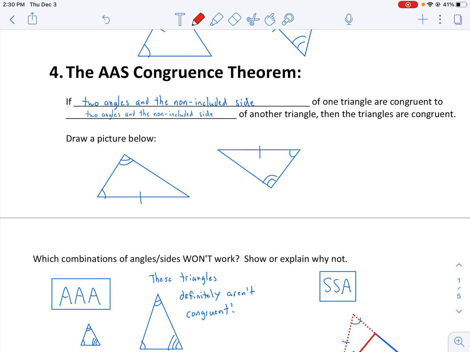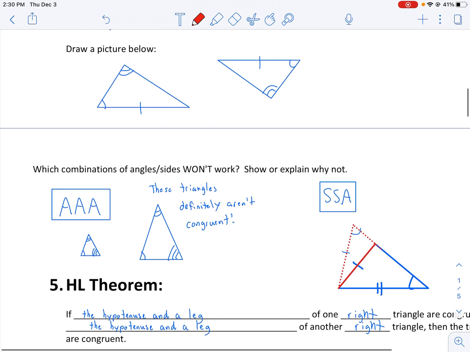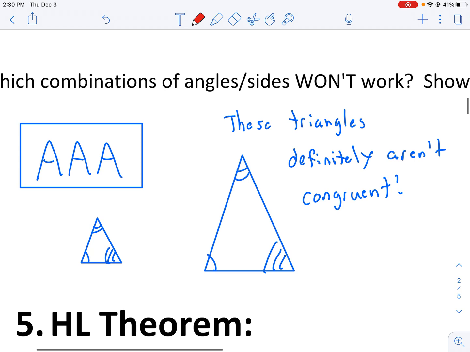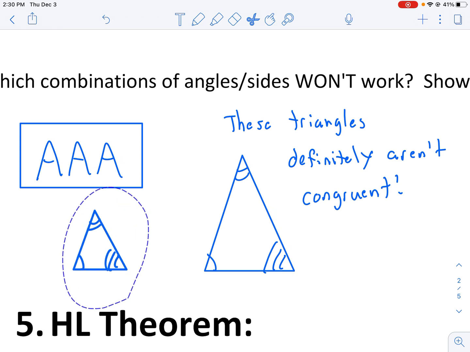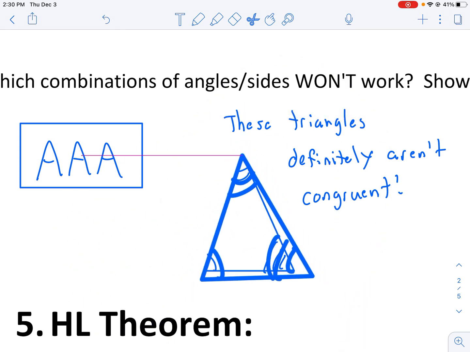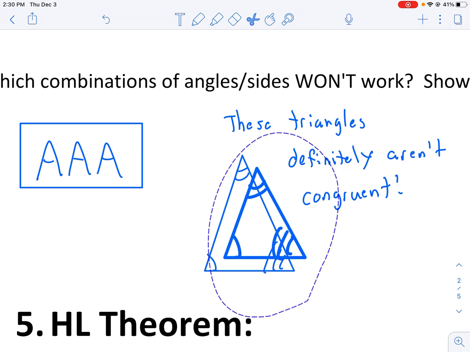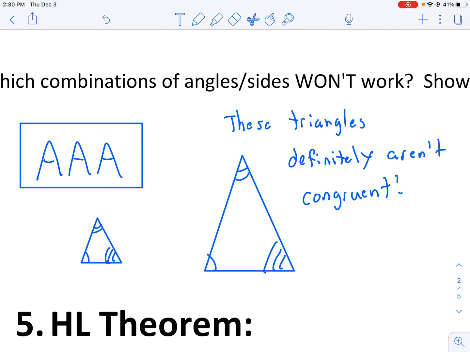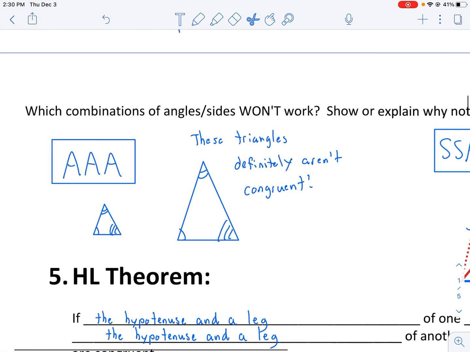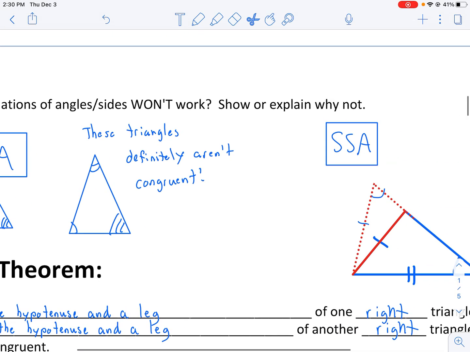Okay. And then what combinations don't work? Angle, angle, angle. Here's two triangles that have three angles that are congruent. I literally just took this one and copied it and then blew it up. So you can tell they have the same angles. I can't get it exact because it does weird auto-resizing things. But they do have the same angles, and they are definitely not congruent because one's way bigger than the other.